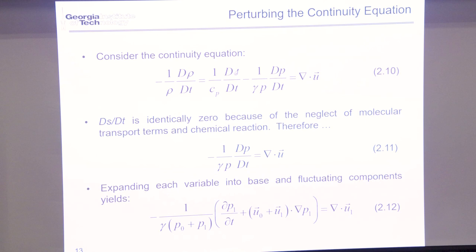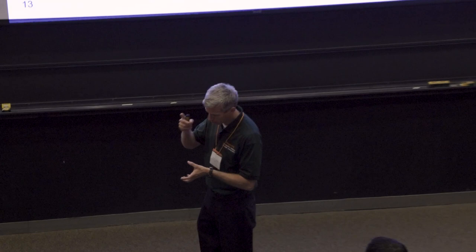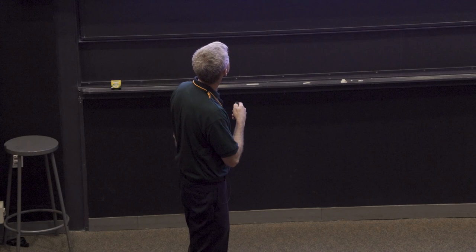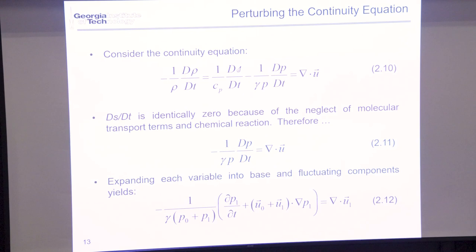The reason this is useful is that, because of the assumptions I've made, it turns out that Ds/Dt is identically zero, because I've neglected molecular transport and I've assumed there's no chemical reaction. You can write the energy equation in terms of entropy, and the substantial derivative Ds/Dt asks, in a reference frame moving with the flow, is the entropy changing? What causes entropy to change? Molecular transport and chemical reaction do. And if you go back to the previous slide, I said I'm going to neglect those. So Ds/Dt is zero, this term drops, and I end up with this as my continuity equation, which is an interesting relationship between the pressure and the velocity.